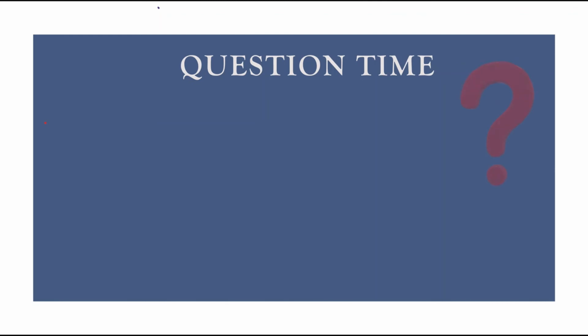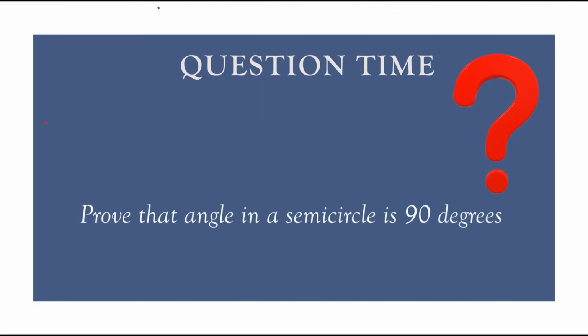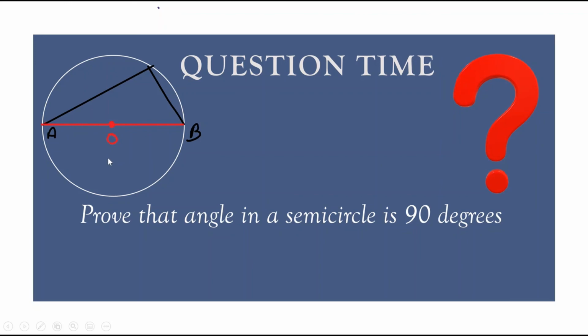Question time. Okay. Prove that the angle in a semicircle is 90 degrees. Write it in your notebook, send it to me through email. Okay, so what we have to prove, this is the diameter. Semicircle means it cuts the circle into two equal halves. So this is the diameter, let it be points A and B, and we have to prove that any point, whatever point we take, for example C, this angle ACB is 90 degrees.